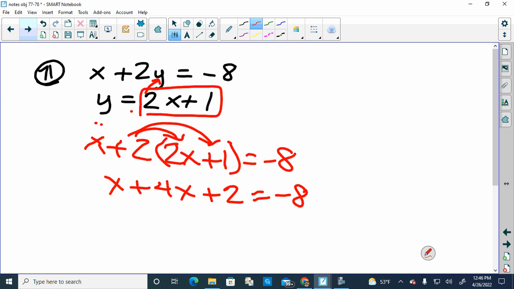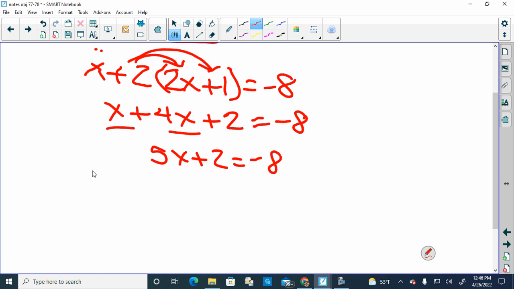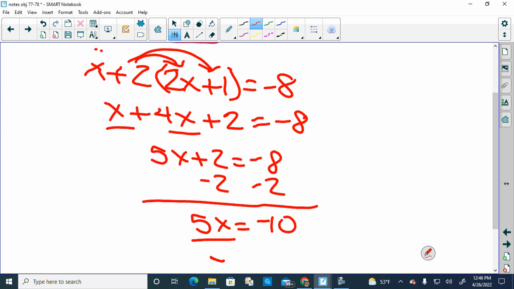Then what? Combine my terms. So 4x and a 1x would give me 5x. Okay, then my next step would be to subtract the 2, and my last step would be divide by 5. So subtract the 2, and then divide by 5. So my x would be a negative 2.